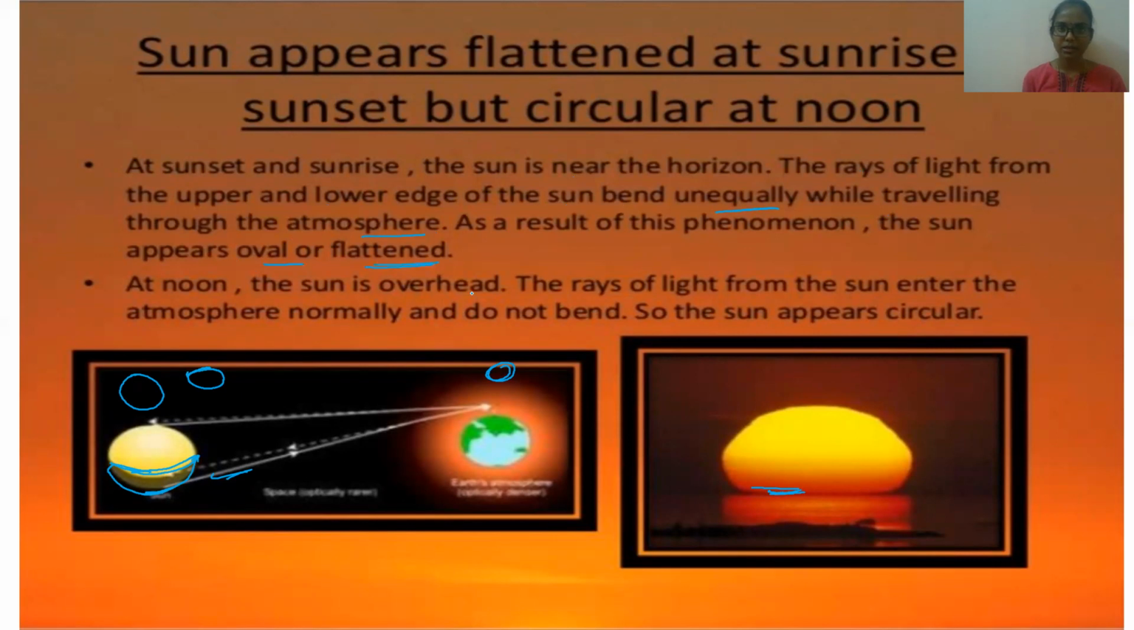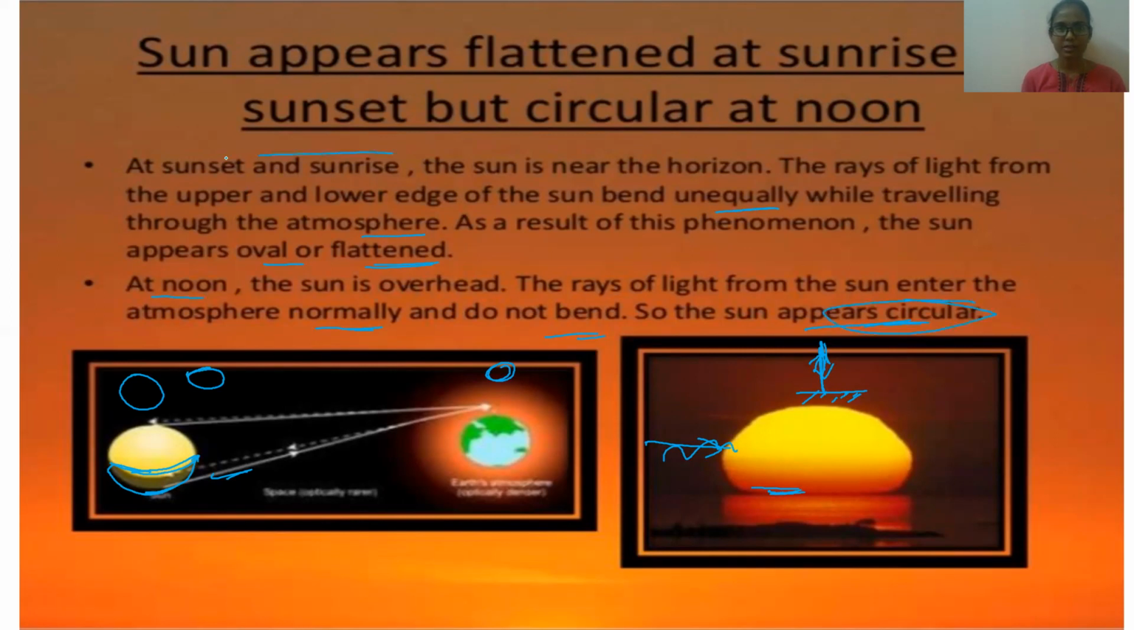Okay, at noon the sun is overhead, no? The rays of light enter the atmosphere normally. Okay, they will come normally in any ray. Suppose you learned in the case of mirrors, any ray which is coming normally traces the same path. That means there is not much deviation. When it is coming at an angle, at that time it needs to bend. Okay, so the sun appears a circular shape at noon.